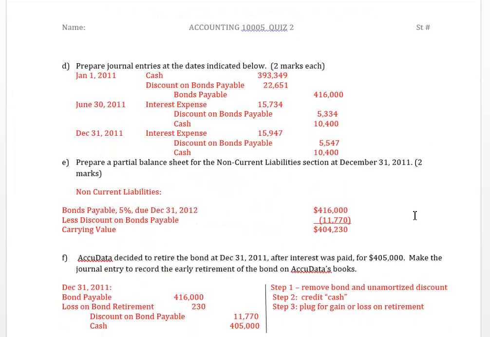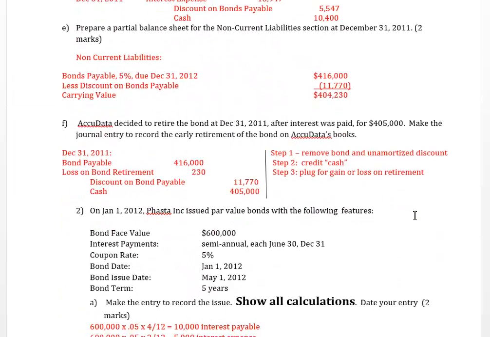Now, the last thing I've asked you to do here is what if AccuData, the issuer, decided to retire the bond a year earlier at December 31st, 2011, and in order to do that, they bought it back from investors at $405,000. Make the entry to record the early retirement of the bond on AccuData's books. And this entry would be made after the December 31st, 2011 entry. So what would we do?